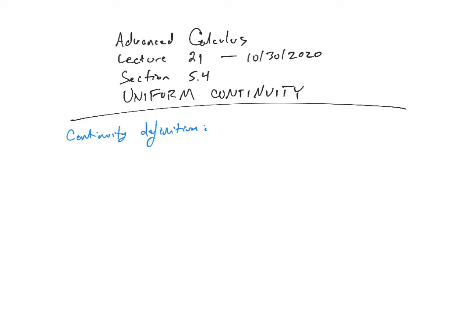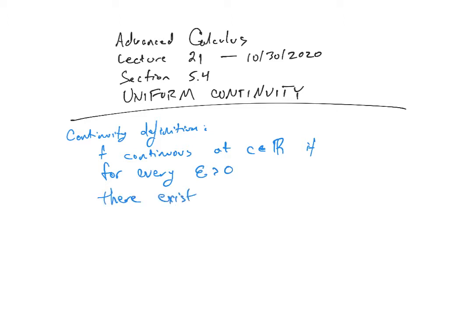Okay, so in our normal definition of continuity, we say that f is continuous at the point c if, for every epsilon, there exists a delta, such that blah, blah, blah, and I'll get to that in a second. But the point I want to emphasize here is that delta, of course, depends on epsilon. You've seen that in all the proofs you've done.